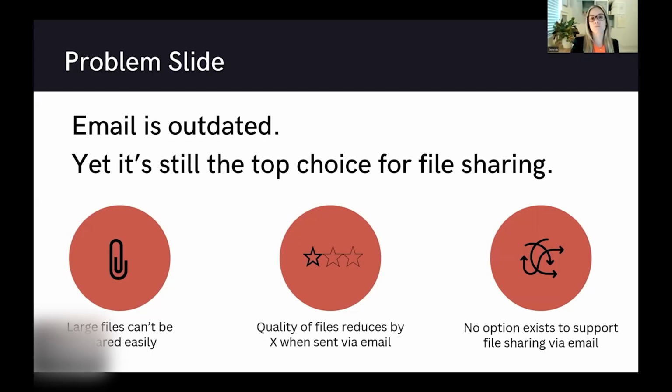What we've then done is broken this down into three key areas of the problem. One, large files can't be shared easily. Fact, not via email anyway. Quality of files reduces by X% when sent via email. So I might do some research and have a little look at the statistics behind that. And then finally, no option exists to support file sharing via email. Again, this is all very hypothetical, but you can see that I've made it really clear on the slide what the problem is. I've given you three key parts to the problem. Email's outdated, still the top choice, something needs to change.